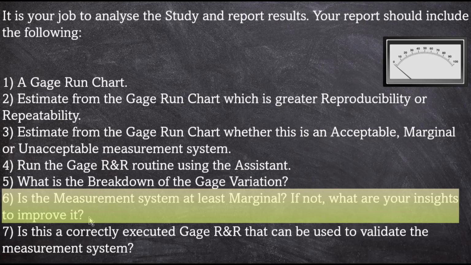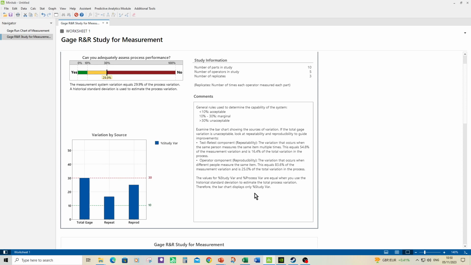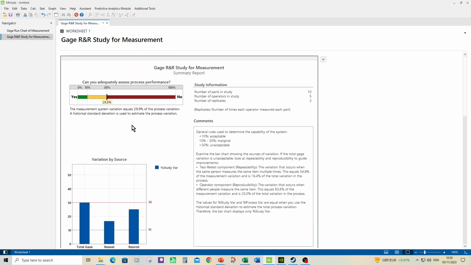Part 6 is asking us, is the measurement system at least marginal? If not, what are your insights to improve it? So from the variation by source chart and the decision bar, we can see the total gauge error is 29.9%. To be unacceptable, you have to be above 30. So this just comes in as a marginal measurement system. But let's see what we can do to improve it.